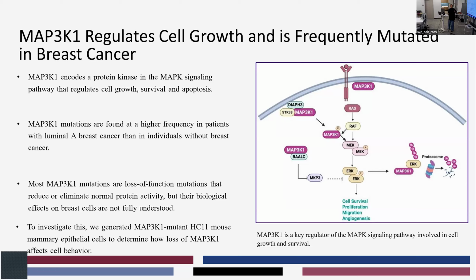And before I move on, I just wanted to show you guys this diagram. It was honestly the simplest diagram I could find of the MAP3K1 signaling pathway. It just goes through all of the signaling and then of the MAPK pathway with the cell survival, proliferation, migration. To investigate this, we generated MAP3K1 mutant HC11 mouse mammary epithelial cells to determine how loss of MAP3K1 affects cell behavior.